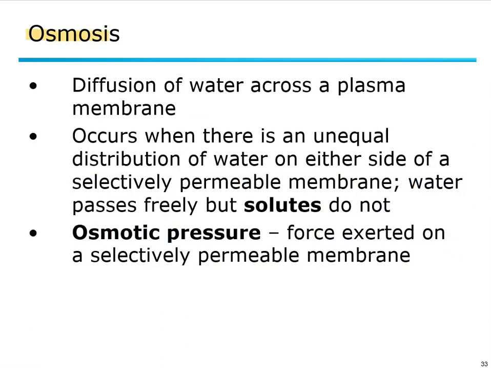Now we have osmosis, another passive transport through the membrane. When we were talking about simple diffusion, we were talking about movement of solids or molecules. This time we're talking about the movement of water through the membrane. Then we have a membrane which is going to be permeable for water, but not for solids. And this fluid is going to be able to generate the osmotic pressure. It's a force exerted on a selectively permeable membrane by the liquid.